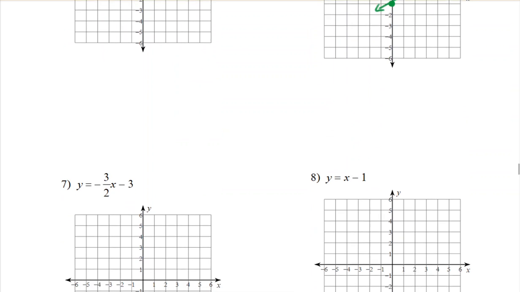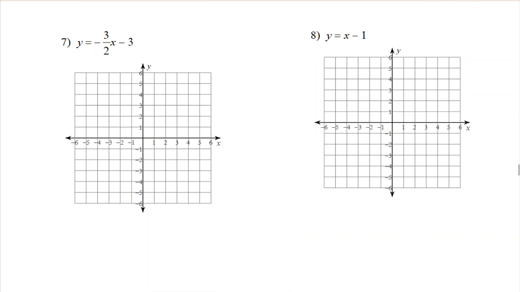Let's do it again. Question 7. If you know what you're doing, feel free to go ahead. If you got that last one right, you can keep going. Question 7. The -3/2 is the gradient. The y-intercept is the -3.